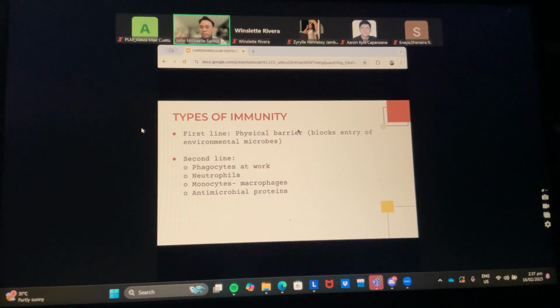Except for Helicobacter pylori. Another one is your skin, di ba? Your skin has three layers. You have your epidermis, dermis, and your subcutaneous layer. And then the epidermis itself, marami pa siyang layers, di ba? Stratum corneum, stratum lucidum, stratum spinosum, granulosum, and your stratum basale. So basically, yung skin natin is a protective layer which blocks the entry of your environmental microbes.